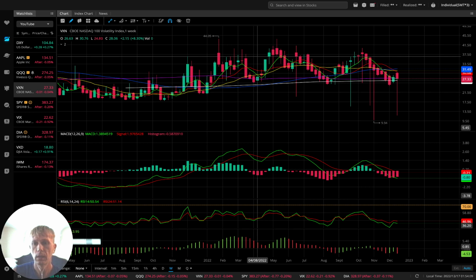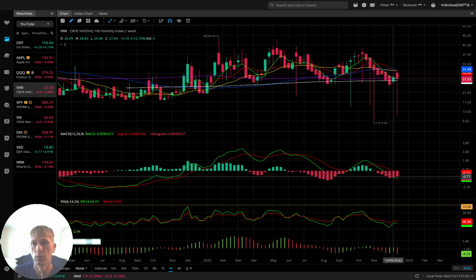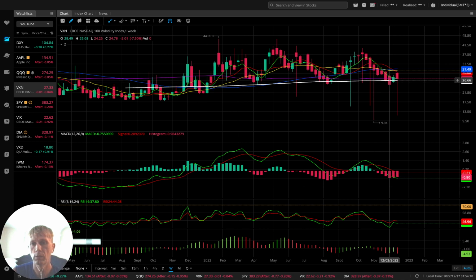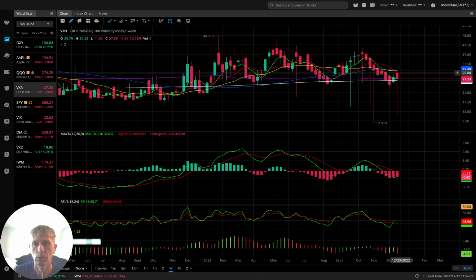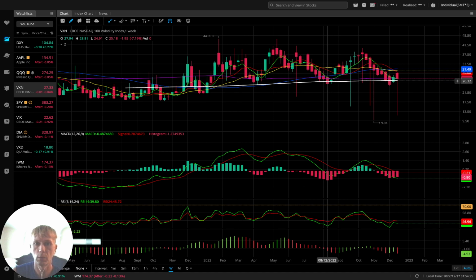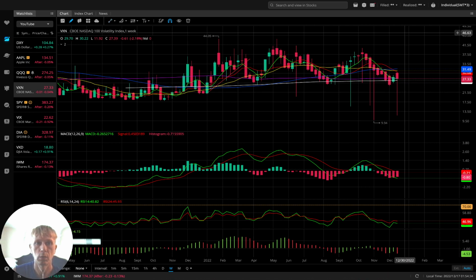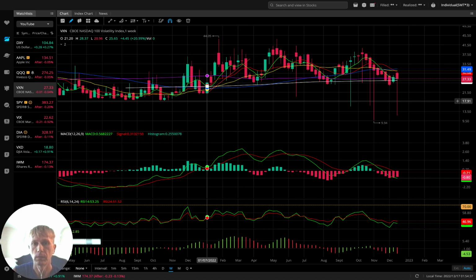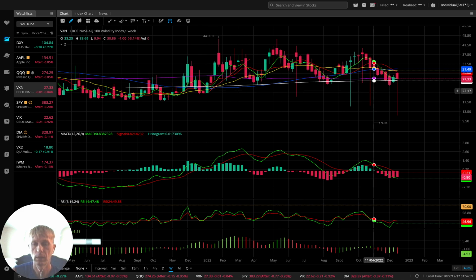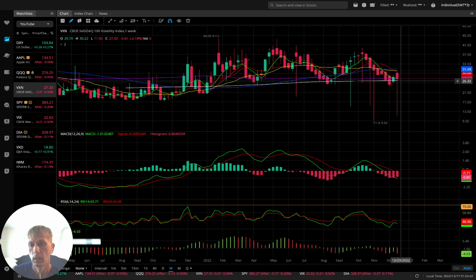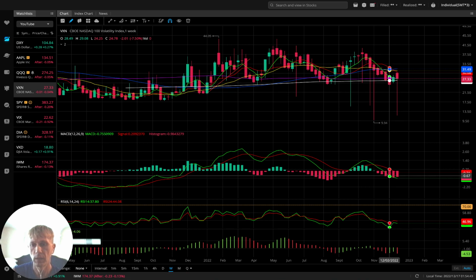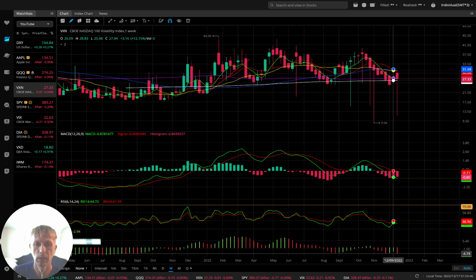VXN weekly, bearish trend. It's bullish for the market. Still above MA200. Looks like it wants to bounce from MA200. MA200 was strong support, right? Over here strong support, here strong support, and yeah, multiple times. MA200 usually is very strong support. We'll see. So far it's bearish on all indicators weekly.